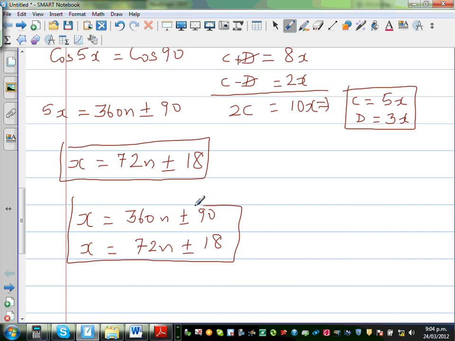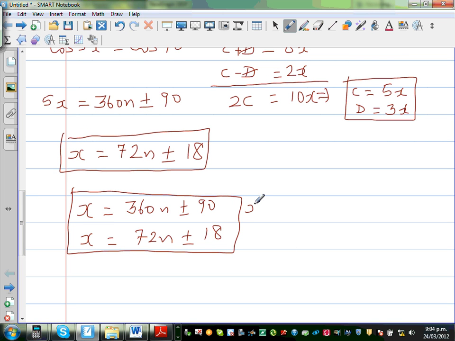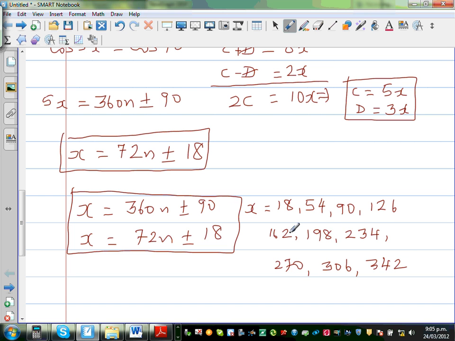Let us check this to confirm whether this solution is right, using the calculator. I already worked the answers out. The x between 0 and 360 is 18, 54, 90, 126, 162, 198, 234, 270, 306, and 342. So these are the 10 solutions between 0 and 360. I'll show this on a calculator and also graphically. In two ways we're going to check this.